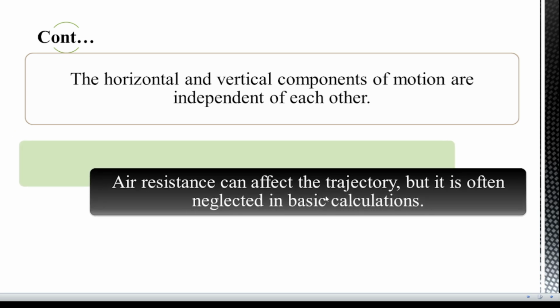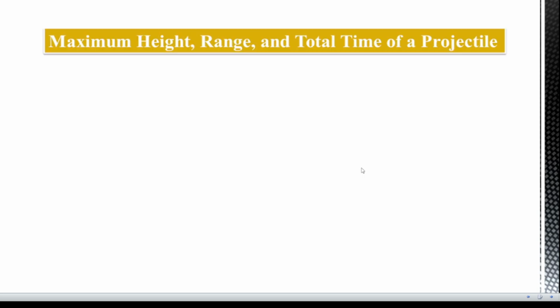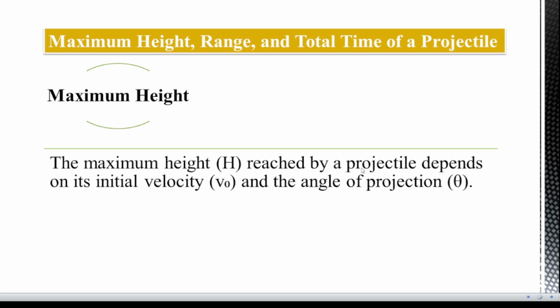Air resistance can affect the trajectory, but it is often neglected in basic calculations. So the maximum height and the range of a projectile depend on the initial velocity and angle of projection. If so, we can calculate the maximum height, the range, and the total time of a projectile. The maximum height reached by a projectile depends on its initial velocity as well as the angle of projection.